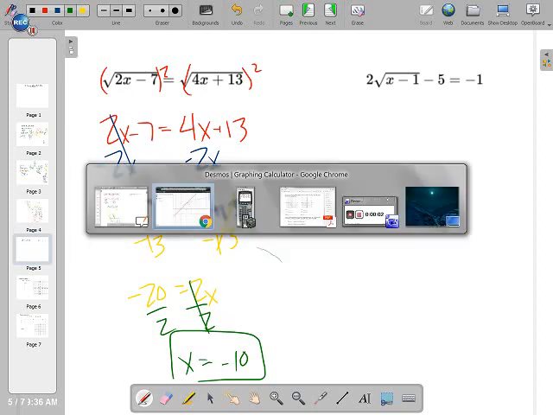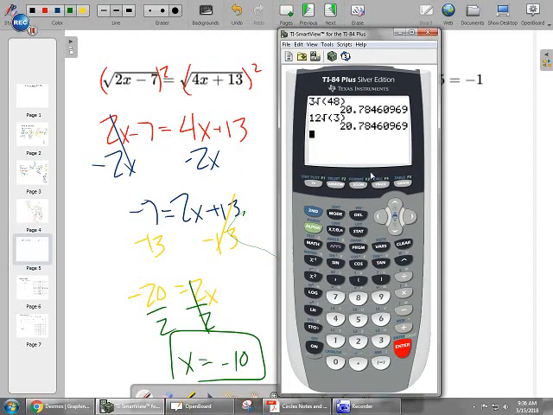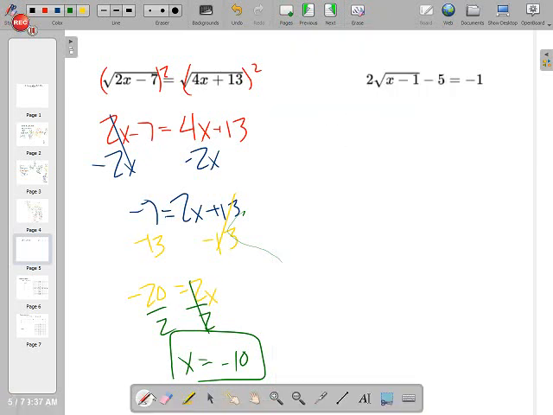So let's check it, and I'll use the calculator for this one because we've got it here. So let's do the square root of 2 times -10, make sure you do that right, minus 7. Uh-oh, not a real answer. Wait a minute, 2 times -10 minus 7, that's the square root of -27.